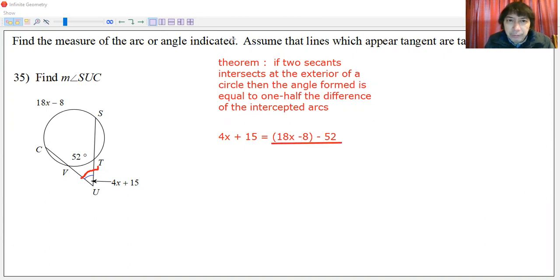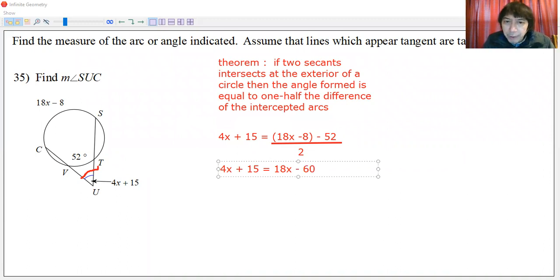So this will be divided by 2 here. Okay, so let's simplify the equation first. All right, what do we have here? The left side remains 4x plus 15. So this will be 4x plus 15 is equal to 18x minus 60 there.